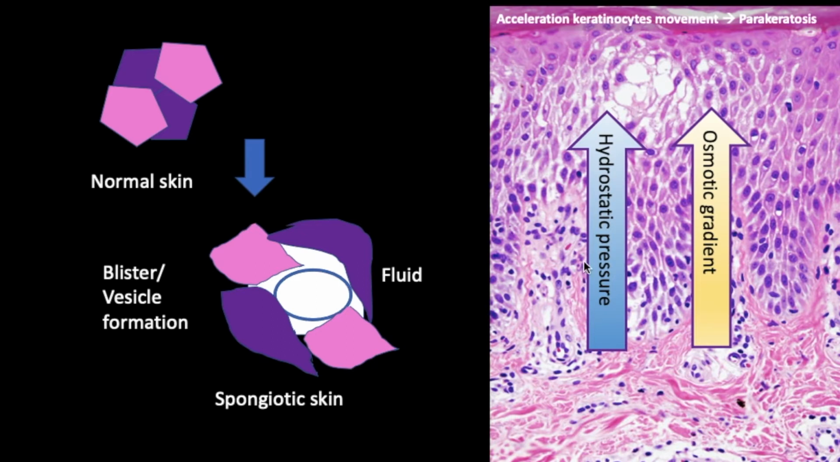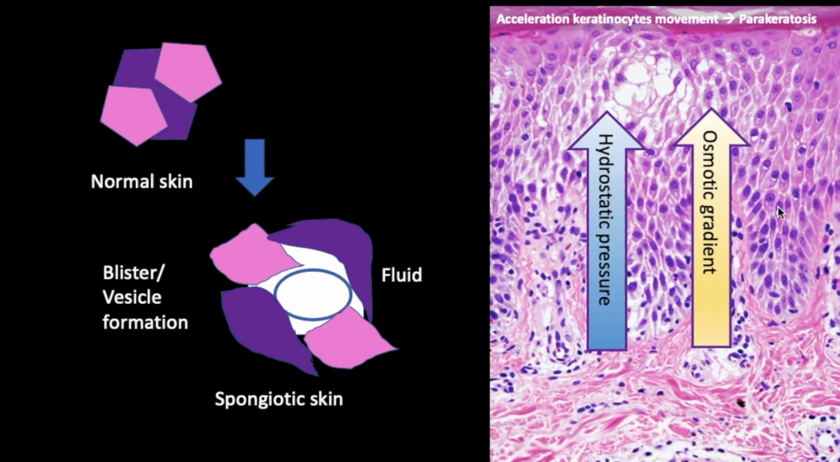The etiology for spongiosis is not well understood. Some think it is hydrostatic pressure that pushes the fluid from the dermis into the epidermis, or it is an oncotic or osmotic gradient that is pulling the fluid from the dermis into the epidermis.